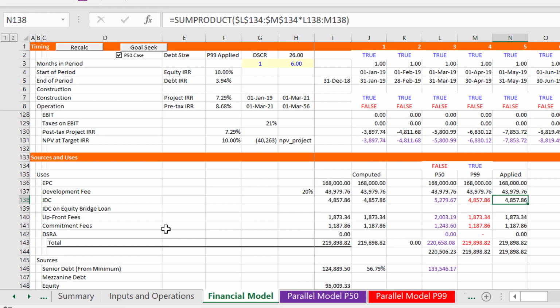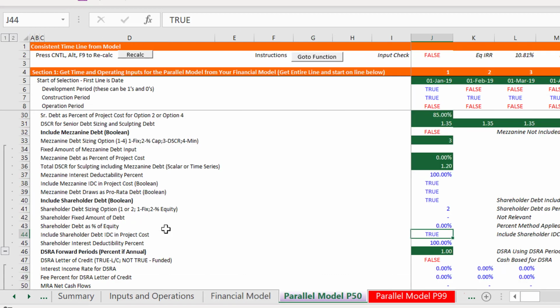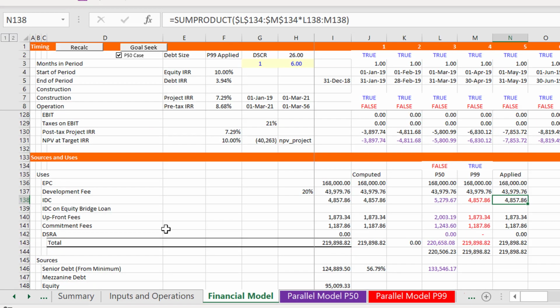And frankly, it took me a little while to do this. And frankly, I made a lot of mistakes. And I thought my mistakes were in the parallel model, but they weren't. They were in the financial model. And another reason this parallel model is such a wonderful thing is it checks your mistakes.